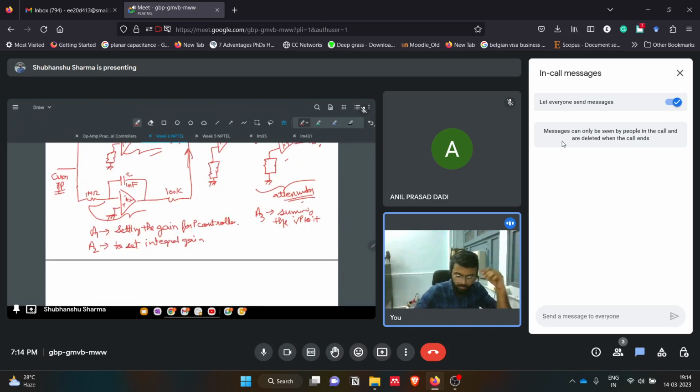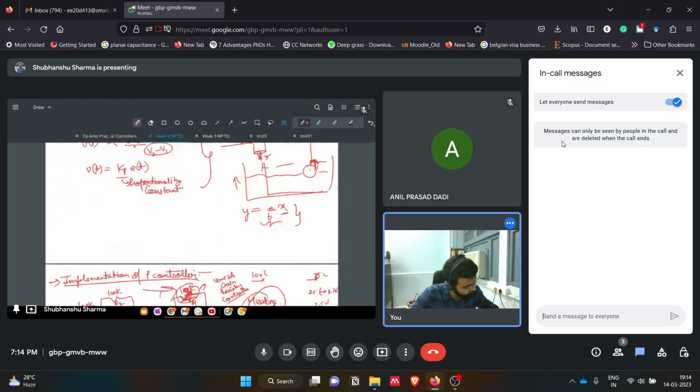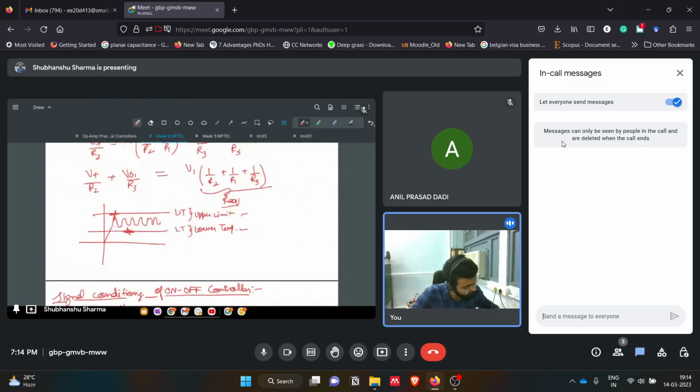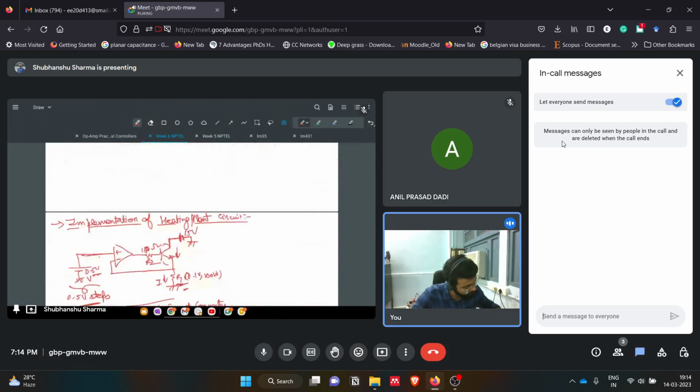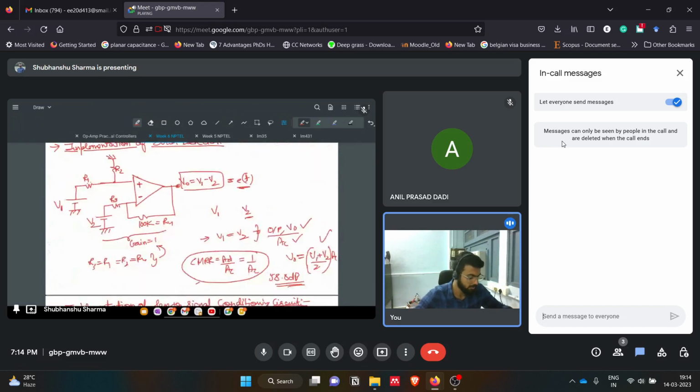Now, one more thing. In the last lecture, it was told that we use an error detector. In this error detector, we use a differential amplifier, but instead of that, we can also use an INA, an instrumentation amplifier. Then we saw how this INA can be built using three op amps. Three op amps are basically used in that.